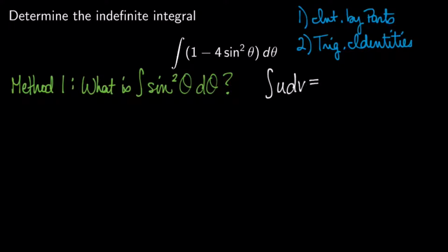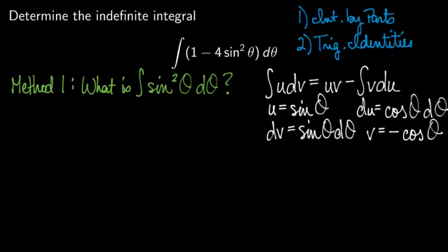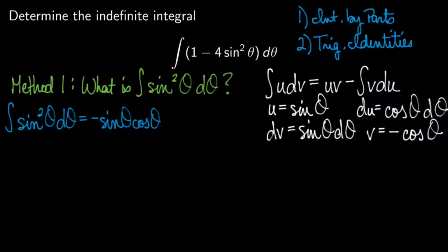So I said I was going to use integration by parts. Here's the formula: the integral of u dv equals uv minus the integral of v du. I'm going to set u equal to sine theta and dv equal to sine theta d theta. I'm going to split it up that way. And of course that means that du will be cos theta d theta and v will be negative cos theta. And so this integral is equal to negative sine theta cos theta, right?